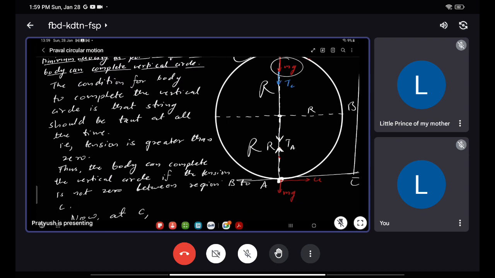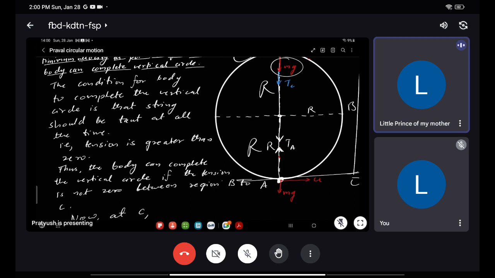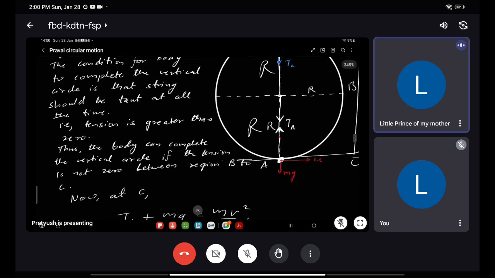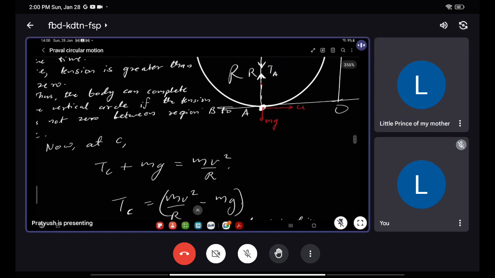Okay. So tension must be there and the string must always be taut at all times. It means tension can never be zero. Thus, the body will complete circular motion if the tension is non-zero between the region B to A. Got it? Sir, at B it will be 0, sir. Tension should not be zero, that's it.